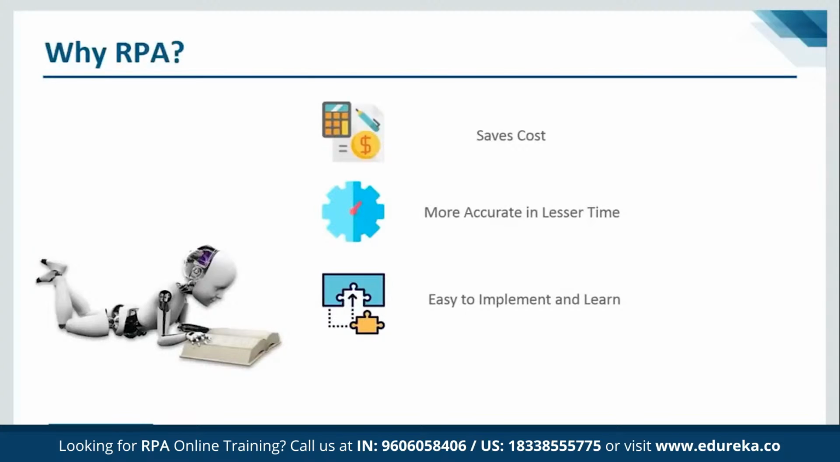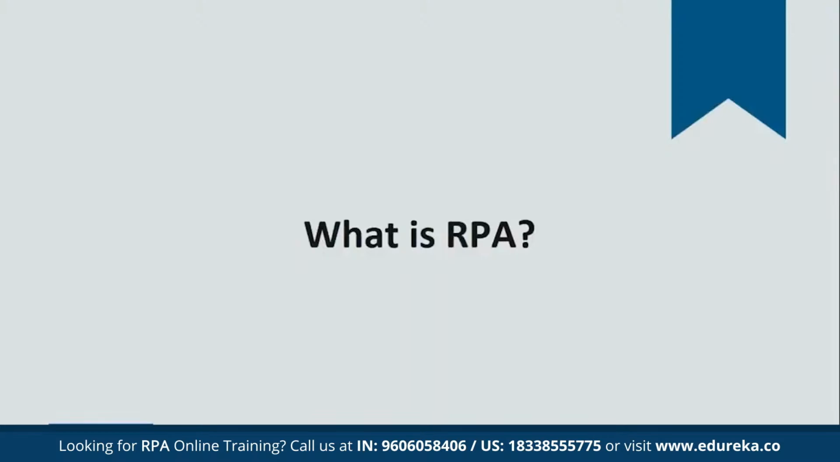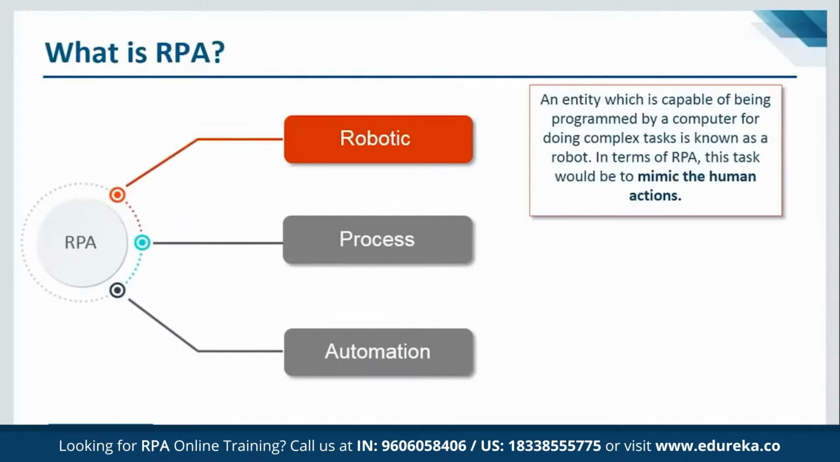So with this, guys, we have understood why we needed RPA, and let's move on to the part where we'll understand what RPA exactly is. All right. So what is RPA? RPA, as you might have guessed, is an acronym for Robotic Process Automation. Right. So let's understand the three terms one by one. What is robotic? Robotic is basically an entity which can be programmed to mimic human actions. So any entity which can mimic human actions on being programmed is called robotic.